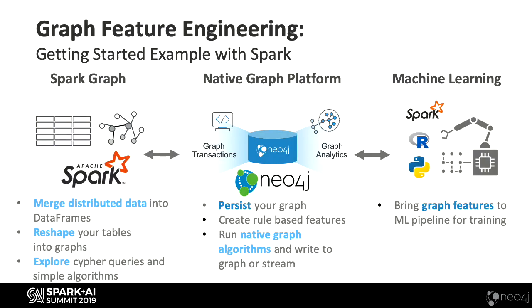How do I do this? It's the same process of merging your data in Spark, reshaping your tables into graphs, figuring out what your graph problem is. You can explore simple Cypher queries and a subset of graph algorithms already in Spark. Once you figure out your problem, you move into Neo4j, your native graph platform, where you can persist your graph, run a larger set of graph algorithms, natively optimized to run over large graphs, write to your graph or stream your results, and then take your predictors into wherever your model building pipeline lives.